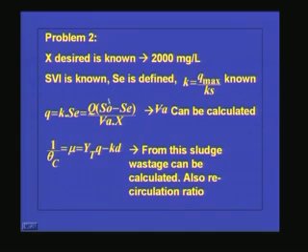and that is equal to Q into S0 minus SE. This is the total substrate coming to the system, and this is the total biomass present in the system. So this equation is known, so VA can be calculated. What is the volume of the aeration tank required? This is the same thing we have to calculate. So we will be able to get this one.